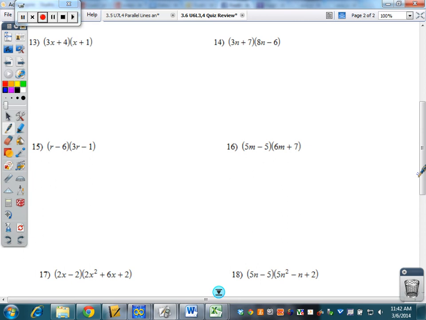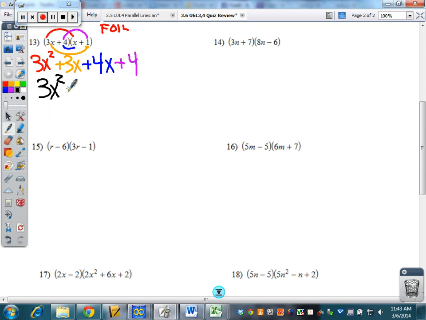All right, so binomial times binomial. We're going to multiply using the FOIL method. So we have the first, 3x times x, 3x squared. Outer, 3x times 1, 3x. We have the inner, 4 times x, 4x. And then we have the last, 4 times 1, 4. So now we can combine like terms, and we have 3x squared, 3x plus 4x is 7x, plus 4.